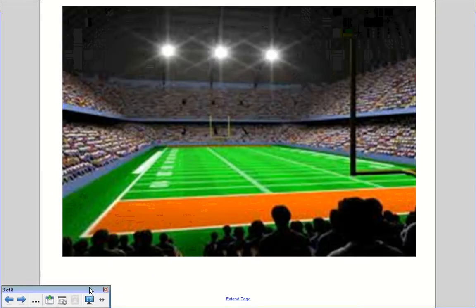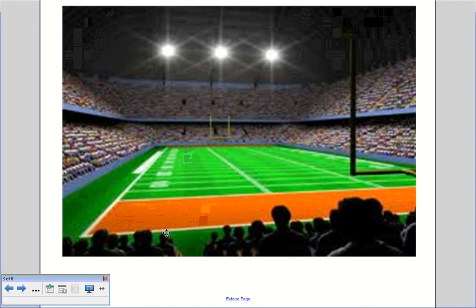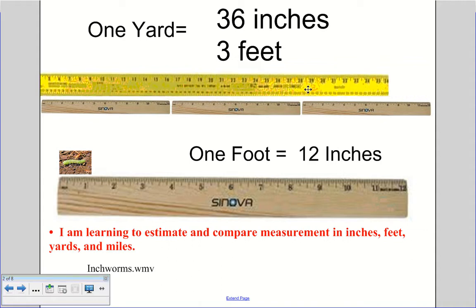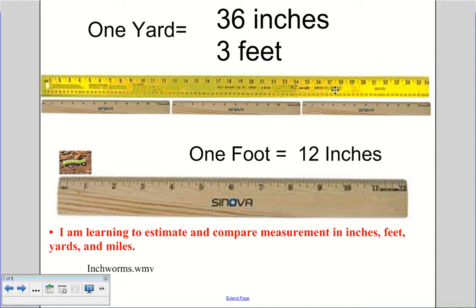Now let's get a little bit bigger and be thinking a little bit bigger. A football field is exactly 100 yards. We just looked at the yardstick. Let's look at that again. So 100 of these is a football field. 100 of these. And 3 rulers fit into a yard. So think about that.